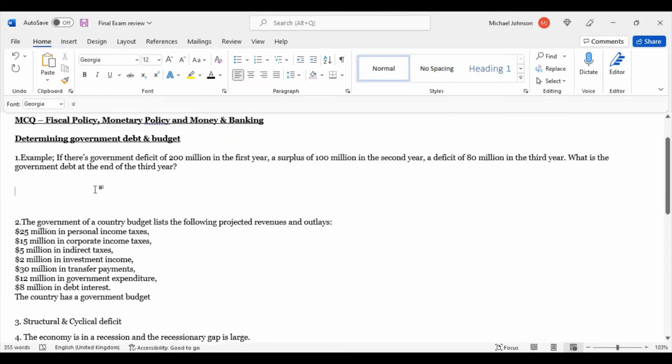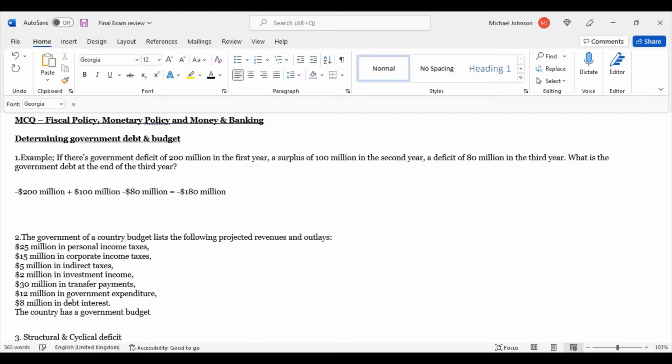So you'd add the deficit of 200 million, which would be negative, add the surplus, which is positive, and then add the deficit, which is negative. And that would equal negative 180 million. So then they'd be in debt 180 million.